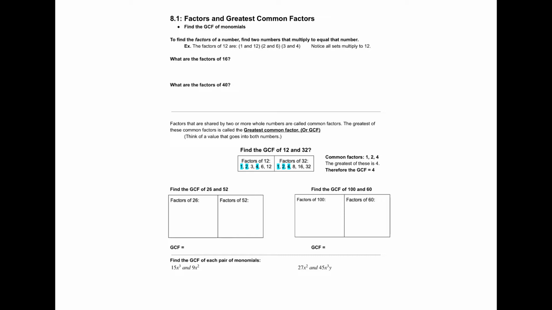We found greatest common factors of numbers, and we're going to add in a little bit with variables, which is the algebra part, but hopefully it should be a lesson that you guys are all familiar with. So to find the factors of a number, find two numbers that multiply to equal that number. The factors of 12 are going to be 1 and 12, because 1 times 12 equals 12. And then 2 and 6 are also factors, so 2 times 6 equals 12. And then 3 times 4, also factors, because 3 times 4 equals 12. So all of them multiplied equal 12.